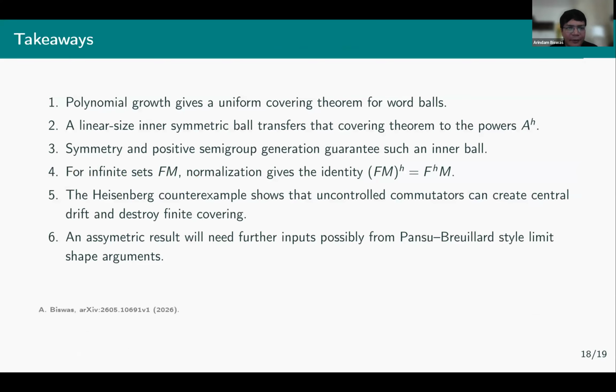All right. Some of the takeaways are: polynomial growth gives a uniform covering theorem for word balls, and a linear-size inner symmetric ball will transfer that covering theorem to the powers. Symmetry and positive semigroup generation will guarantee such an inner ball. For infinite sets, normalization will give this identity, which will help us show that these sets are also asymptotic approximate groups. The Heisenberg counterexample shows that uncontrolled commutators can create central drift and destroy finite covering. And an asymmetry result will still need further inputs, possibly from Pansu-Breuillard style limit shape arguments.